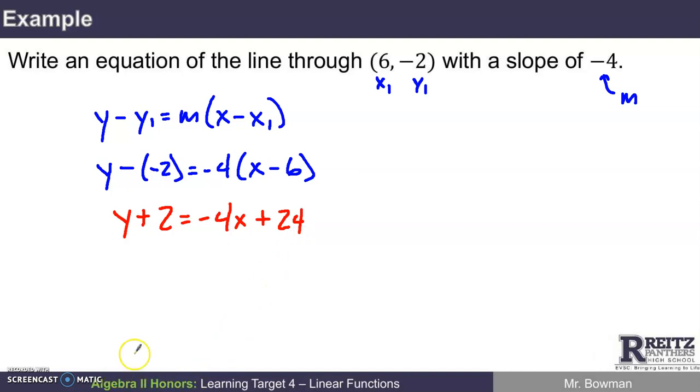And then my last move to solve this would be to add a negative 2 to both sides. I think the line equation we're looking for is y equals negative 4x plus 22.